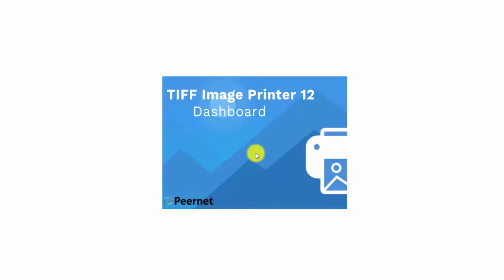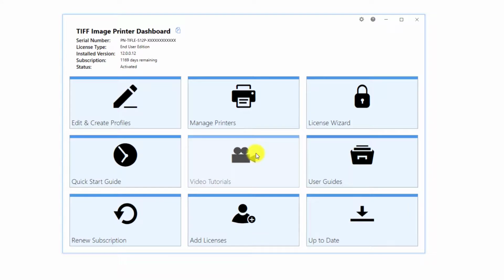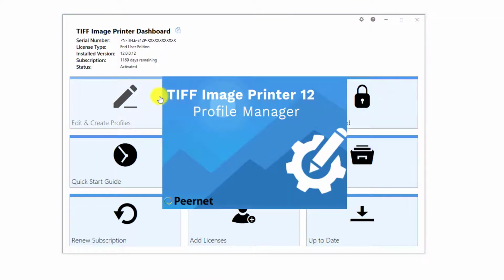Begin by creating a custom profile that you want applied during conversion. The profile is a group of settings that will create the output image you want. Double-click on the image printer icon on your desktop to launch the image printer dashboard. If you have removed the image printer icon from your desktop, you will find it by selecting Start and scrolling down to your image printer. Select Edit and Create Profiles.